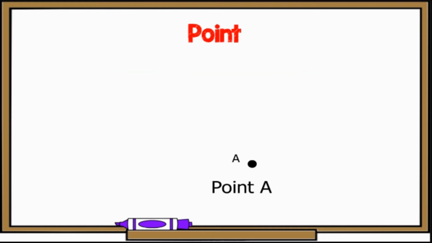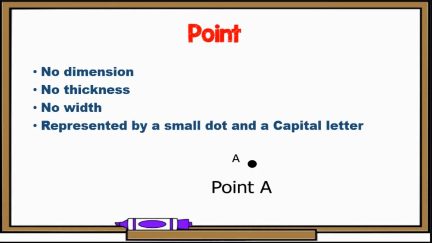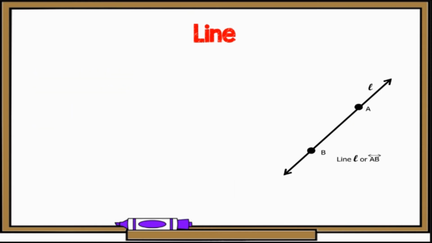Let's start with the first undefined term, a point. It has no dimension, no thickness, no width, and it is represented by a small dot and a capital letter, as shown in the figure below. This is point A.